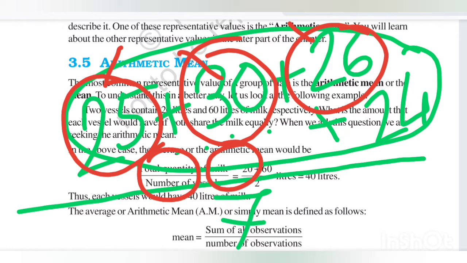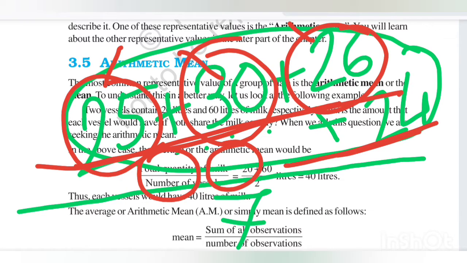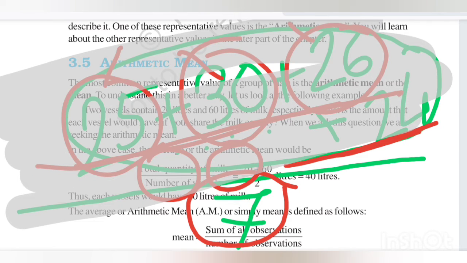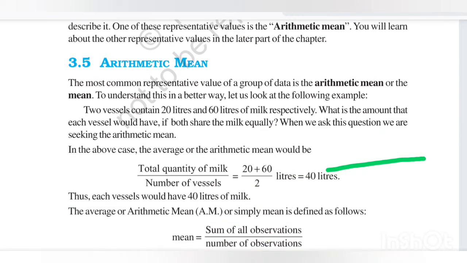Now these observations will be added first. Then they will be divided by the number of observations to find the arithmetic mean. Here we got the sum of all the observations by adding the quantities of milk he sold throughout the week. This sum will be divided by the number of days, which is 7 only. And this is the formula for finding the arithmetic mean.